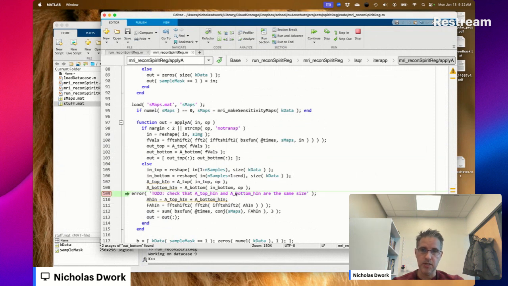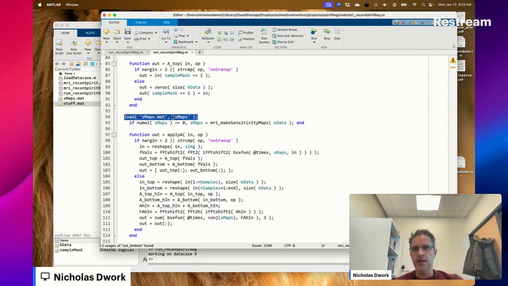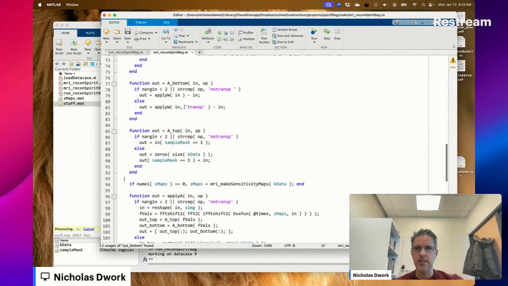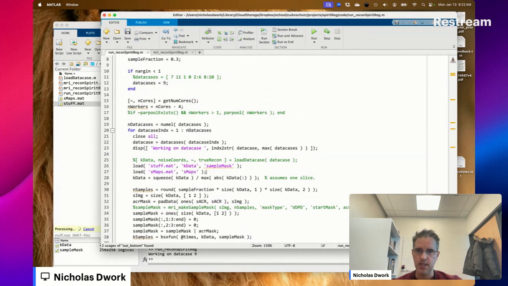We're at the point where we're doing this check. So a top HN is 256 by 256 by 8. A bottom HN is 256 by 256 by 8. They are indeed the same size. One thing, we're going to take advantage of our input parameter. So we're going to take this and put it on the outside.